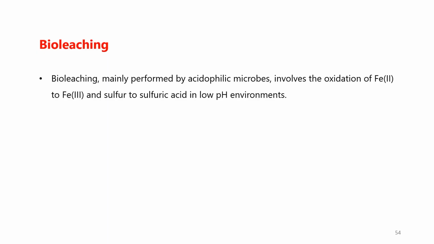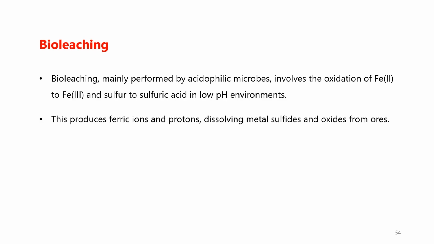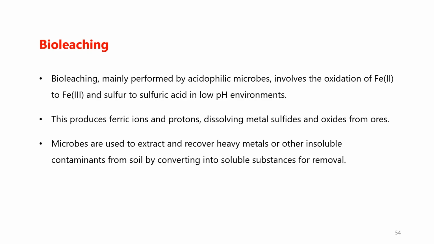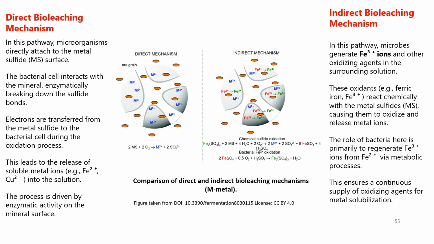Let us now have a brief discussion about bioleaching. Bioleaching is mainly performed by acidophilic microbes and involves the oxidation of ferrous to ferric and sulfur to sulfuric acid in low pH environments. This produces ferric ions and protons, dissolving metal sulfides and oxides from ores. Microbes are used to extract and recover heavy metals or other soluble contaminants from soil by converting them into soluble substances for removal. The process can be direct bioleaching or indirect bioleaching, and both have different kinds of mechanisms.